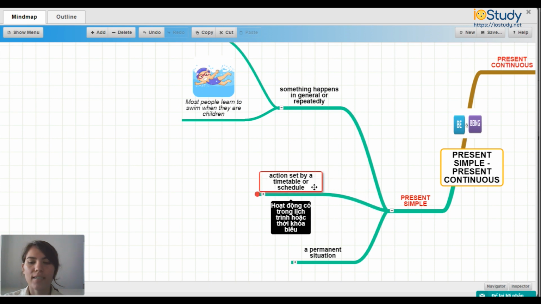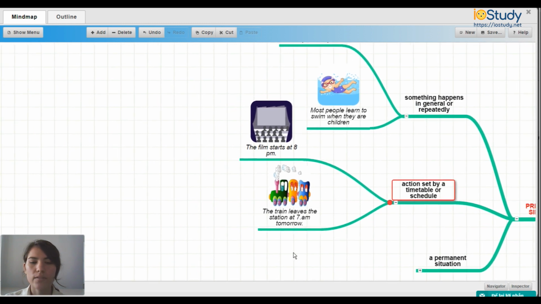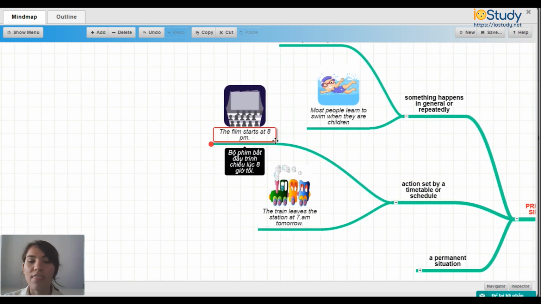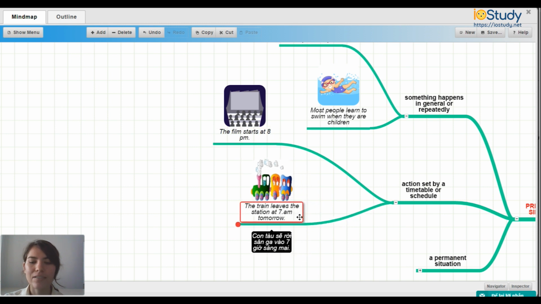Okay, an action set by a timetable or a schedule. Here are some examples. Number 1, the film starts at 8 p.m. and the train leaves the station at 7 a.m. tomorrow. So these are both actions set by a timetable or a schedule.